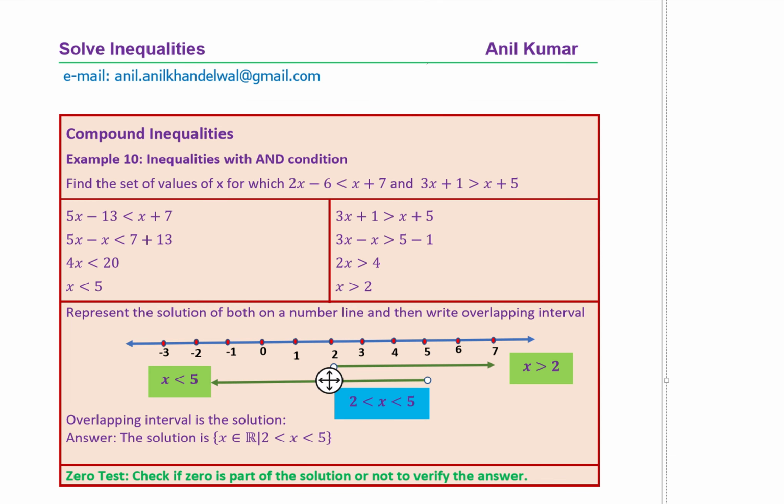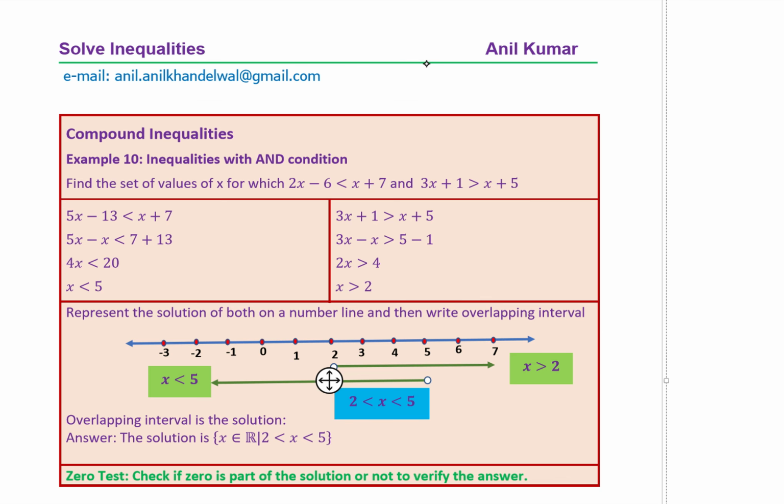Now here actually we are given two different inequalities and we need to solve them, right? We call these compound inequalities. Example number 10 is to solve inequalities with an and sign. And means common to both, right? So whenever there is an and inequality, we'll see what is common to both, correct?